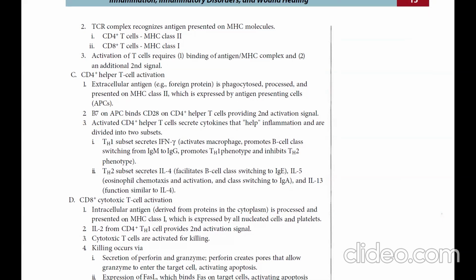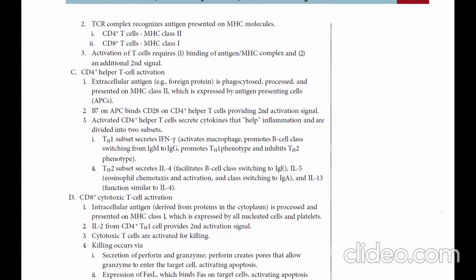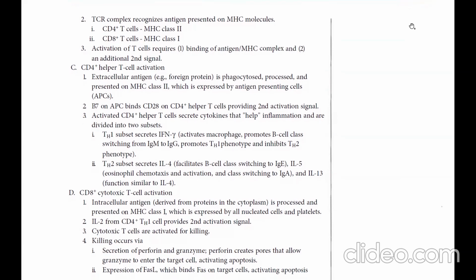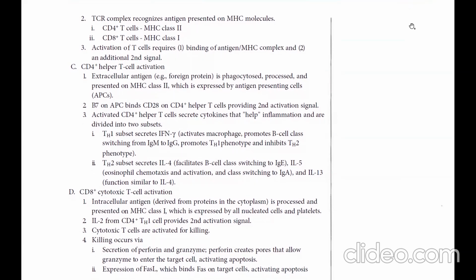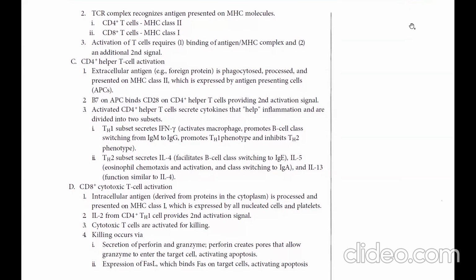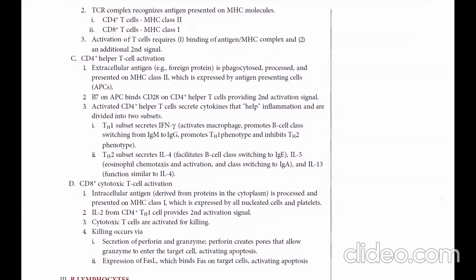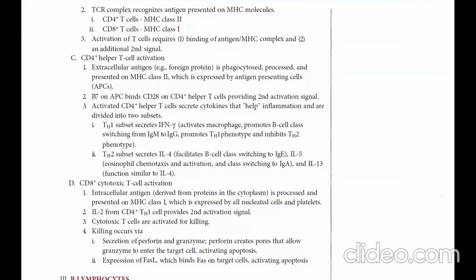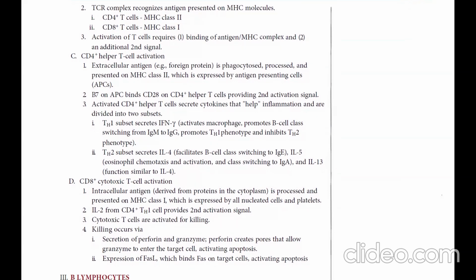CD4 positive helper T cell activation: extracellular antigen, a foreign protein, is phagocytosed, processed and presented on MHC class 2, which is expressed by antigen-presenting cells. B7 on the antigen-presenting cell binds to CD28 on the CD4 helper T cell, providing the second activation signal.